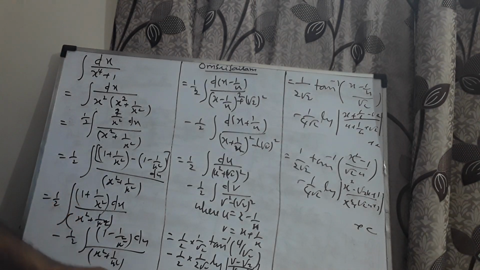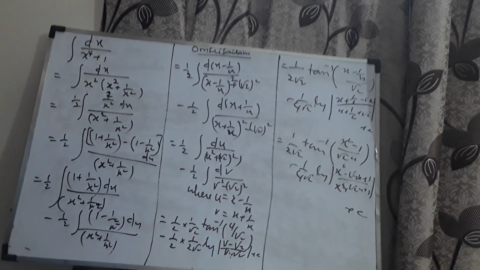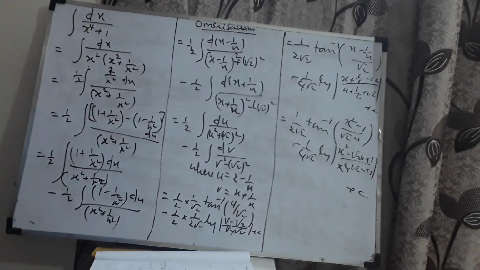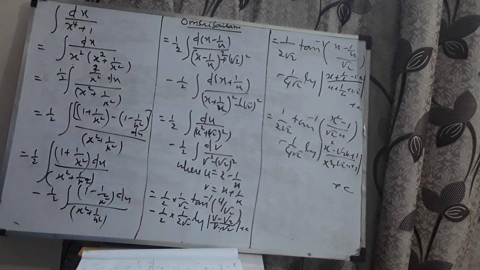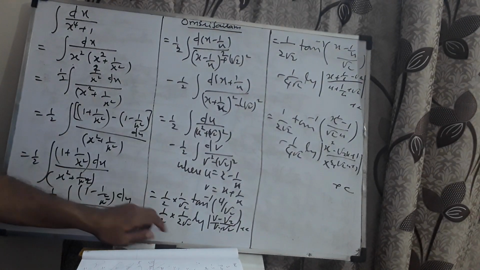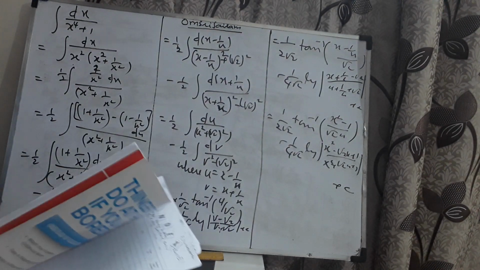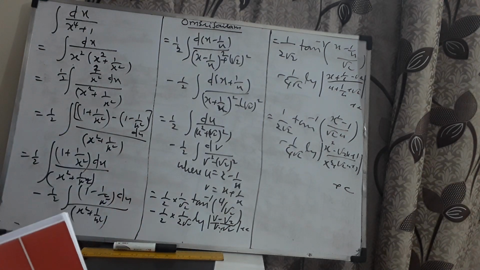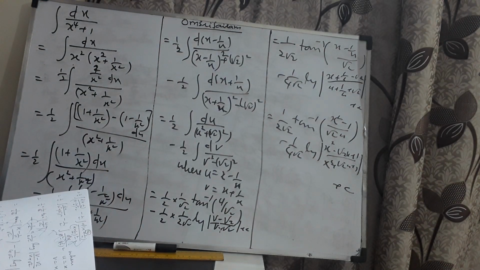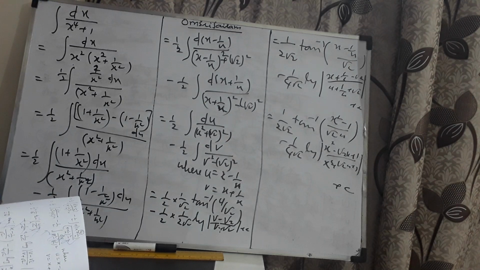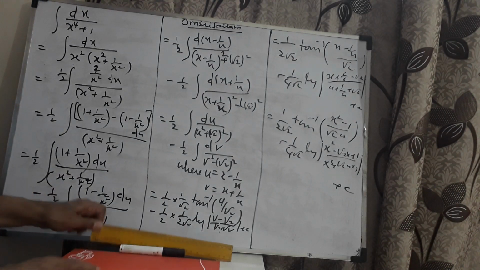That will be the final answer. Let me just check the book answer. I'll just tilt it a little bit. The bottom portion is not visible. Just see here, let me just check the final answer. 1 by 2 root 2 tan inverse x square minus root 2x, minus 1 by 4 root 2 log mod. This much is correct.